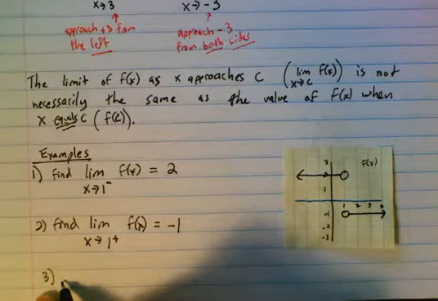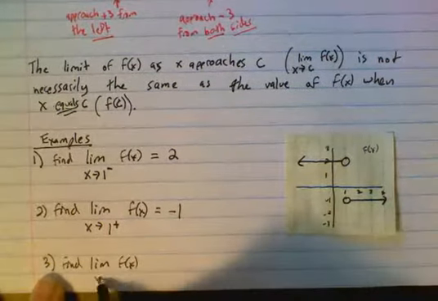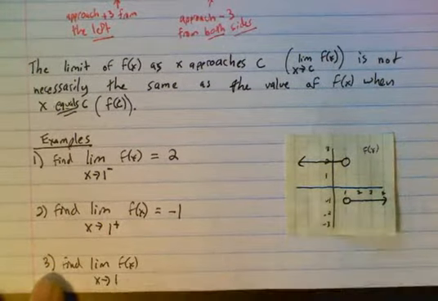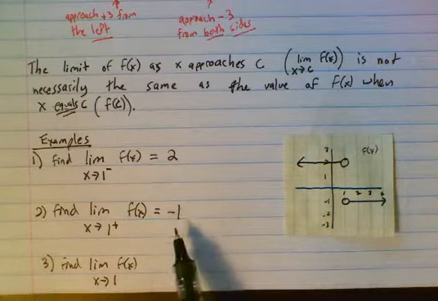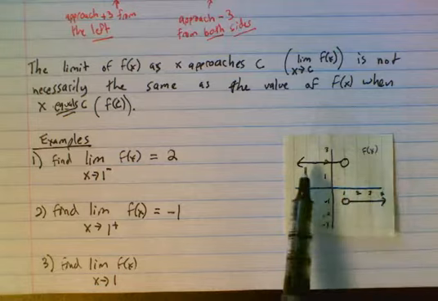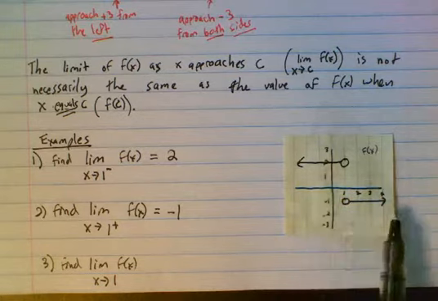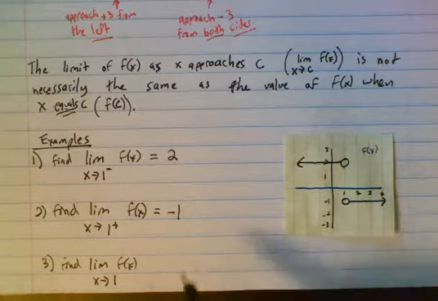If we're looking for the overall limit, so no positive or negative, we have to look here and say, do these match? Well, no. 2 and negative 1, it's basically got dual competing desires. It wants to be 2 up here, it wants to be negative 1 down here. Those aren't the same thing, so there's no overall limit.